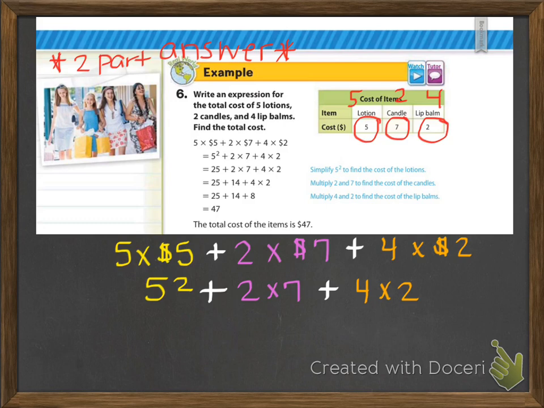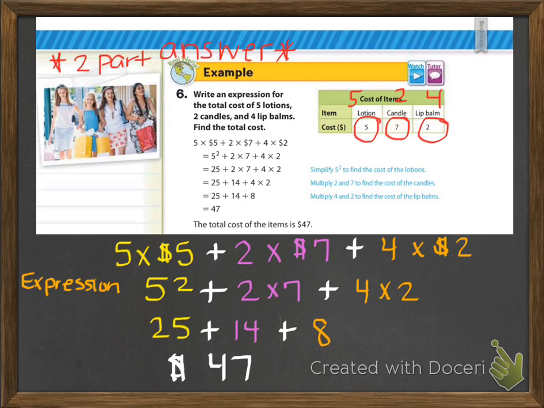So then you want to start simplifying. So let me first note that this is the expression. Okay? Then you're going to go ahead and simplify. So 5 squared will give you 25. Then you're going to multiply 2 times 7, which should give you 14. And then you're going to multiply 4 times 2, which should give you 8. So now you're going to add all 3 of those together. 25 plus 14 should give you 39, plus another 8 gives you a total of 47. So your final answer here is going to be $47.